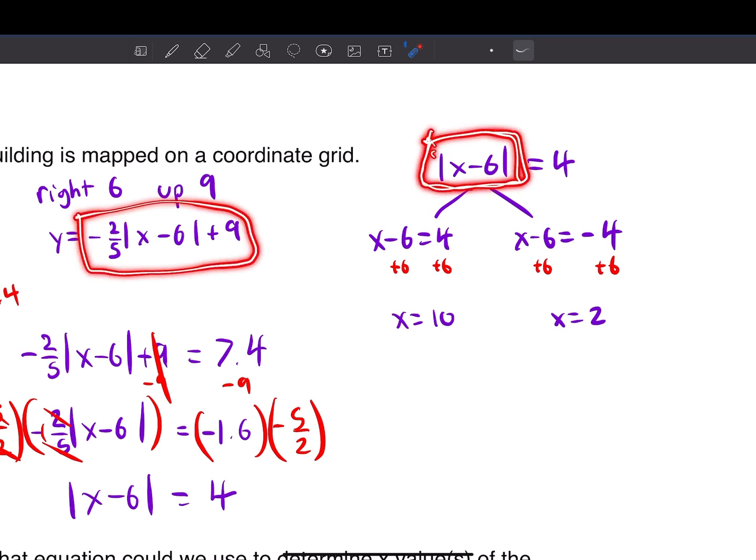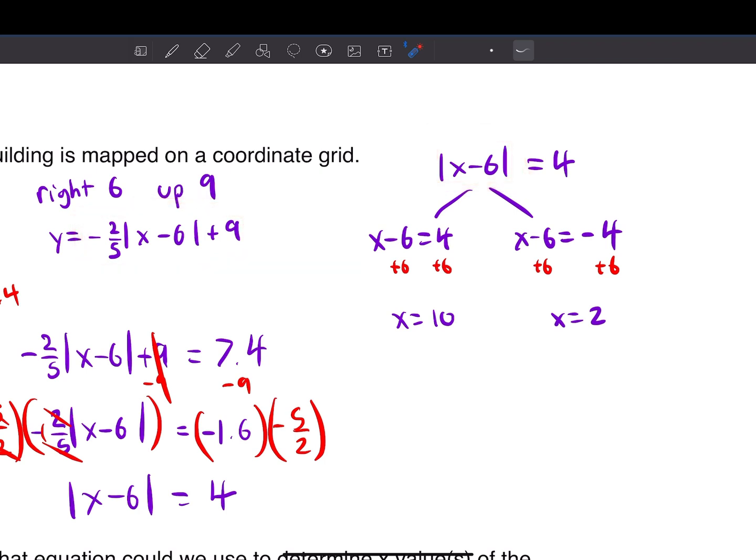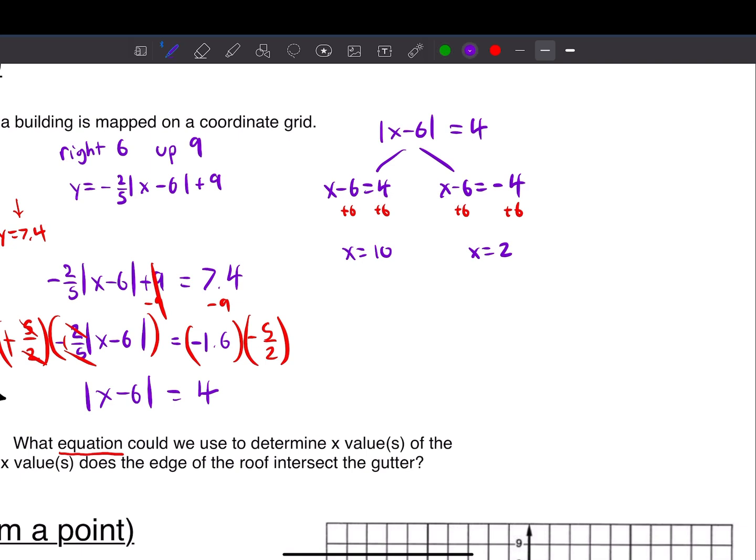Or take a simplified version of this expression, the absolute value expression. Once we simplified it and got the absolute value bars all by themselves, the equation is the absolute value of x minus 6, and then it equals 4. This should also give us our intersection points. So that's just a graph. The absolute value of x minus 6, that's a graph shifted right 1, 2, 3, 4, 5, 6.